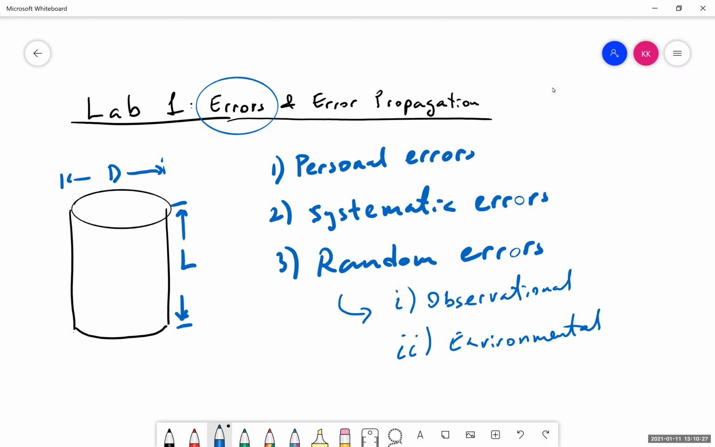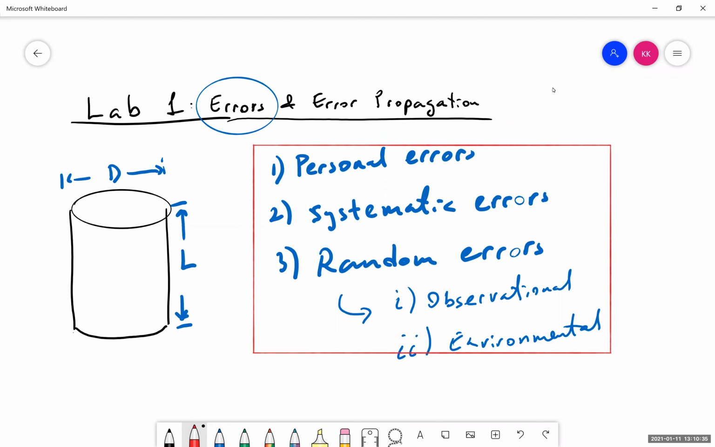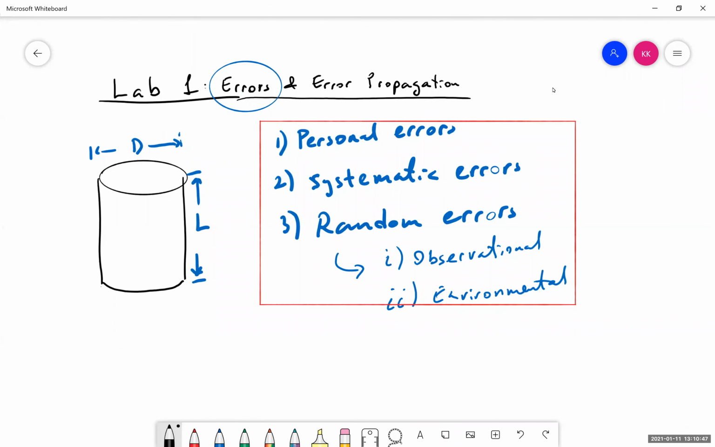Now, taking into account all of these types of errors, when you're doing an experiment, how do you present your experimental data, including these errors that are part of the experiment? Well, when we make a measurement of, let's say, the diameter, we don't measure it once; we measure it maybe 5 to 10 times, depending on the experiment. And then you basically have a data set.